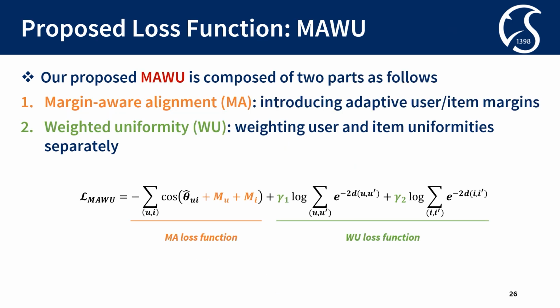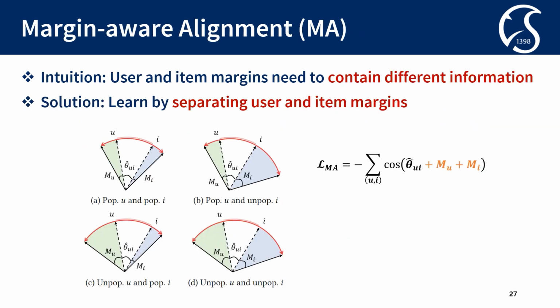MAU consists of two components, MA and WU. MA introduces adaptive margins for users and items. WU highlights uniformity loss for users and items separately. MA is similar to BC loss, but we separate the user and item margins.